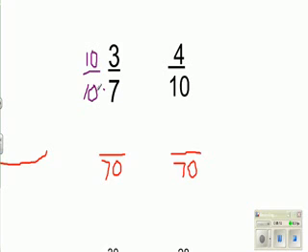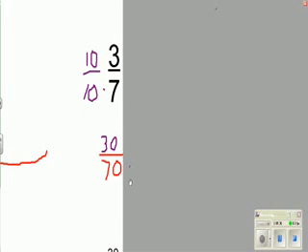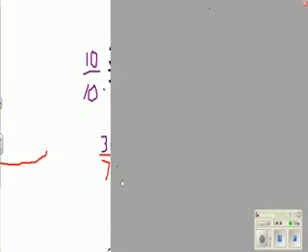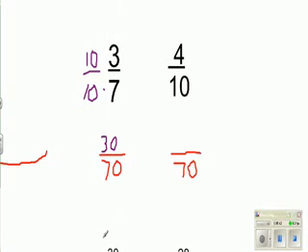10 divided by 10 is 1. 1 times 3/7 is 3/7. But we dramatically change the way it looks. 3/7 becomes 30/70. And if you take your hand and cover the zeros, you can see 3/7 hiding in there. Multiplied by 10 over 10 is 30/70.